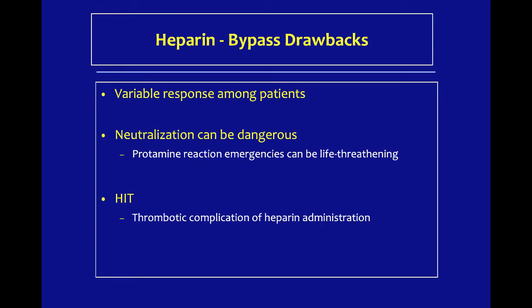There are drawbacks. Heparin has a variable response among patients. We don't all respond the same to heparin. And again, as we spoke about, neutralization can be dangerous in a protamine reaction. There are categories of protamine reactions that can be life-threatening and require reinitiation of bypass. And then, the subject of today's lecture, there is HIT, the heparin-induced thrombocytopenia. And if you add another T on there, heparin-induced thrombocytopenia and thrombosis, then we're looking at a very significant and serious complication that can be life-threatening to our patients.